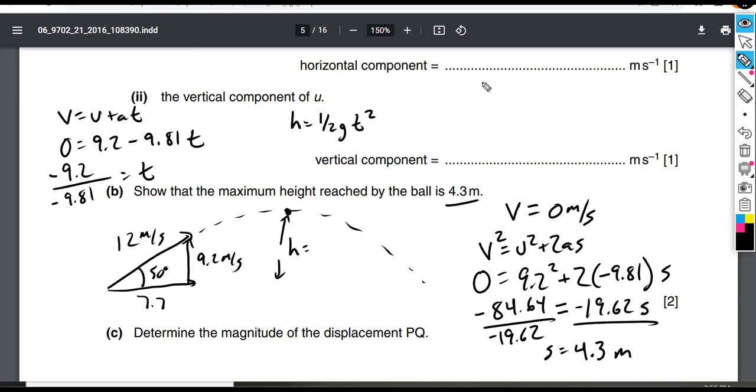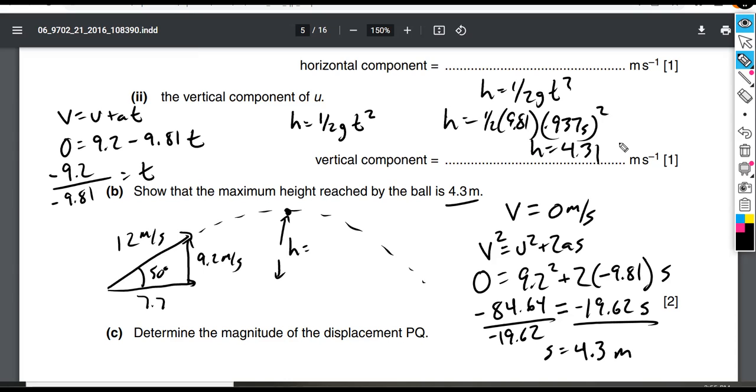So the time is 0.937 seconds. If we square that and multiply it by 1/2 g, 9.81 for g, we should hopefully agree. So I got this 0.937 seconds in my calculator, square that, times 9.81 times 1/2. And sure enough, you get the same answer, 4.31 or 4.3 meters. So that just kind of goes to show that there's many paths to the same correct solution.